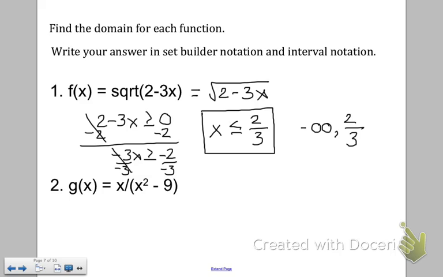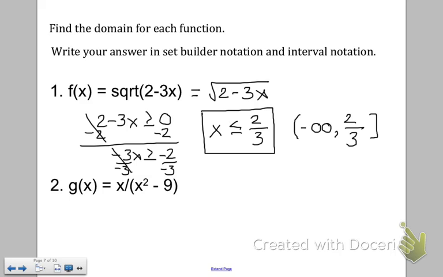Okay. Now remember, positive infinity and negative infinity always get a parenthesis. And now because I have x is less than or equal to 2/3, it means that 2/3 is included, so I get a bracket. Okay.